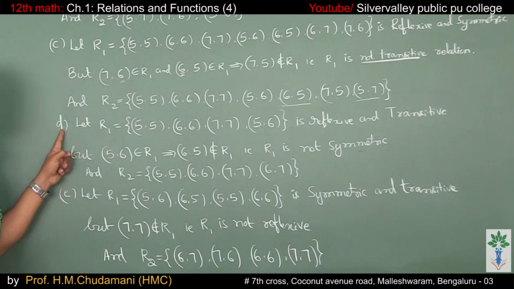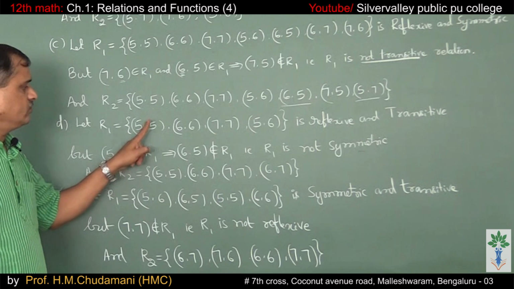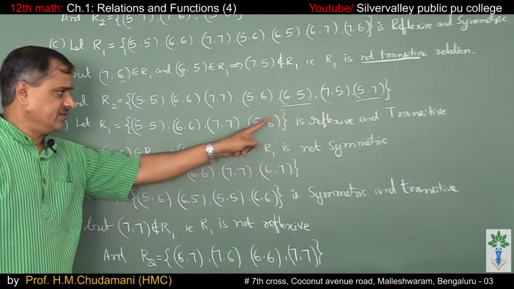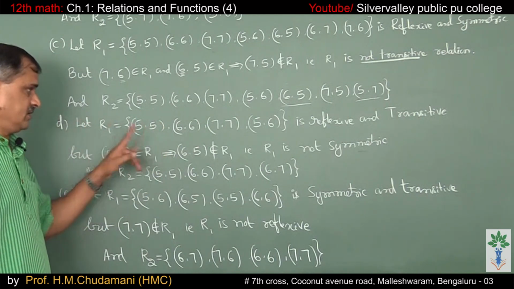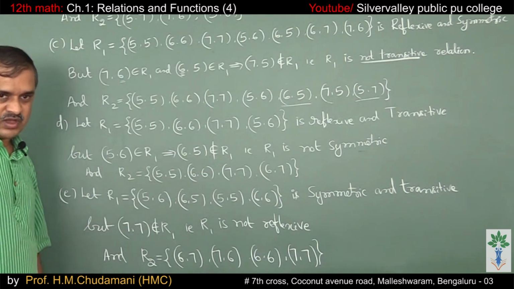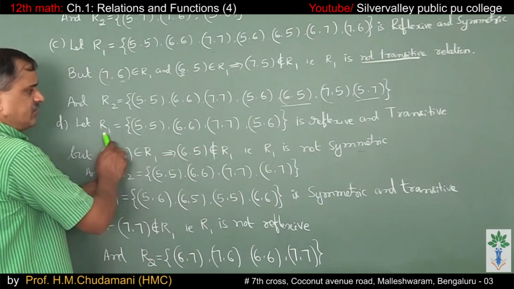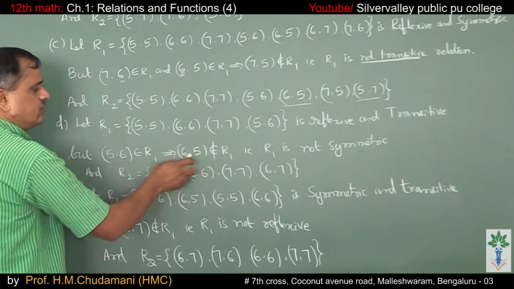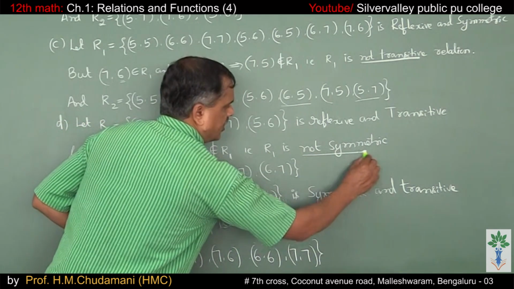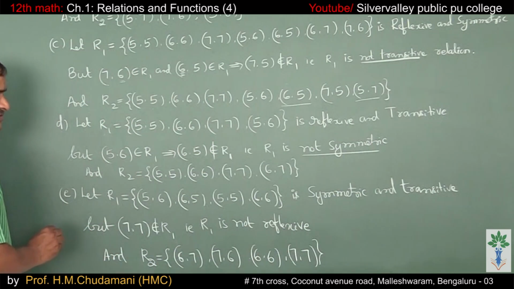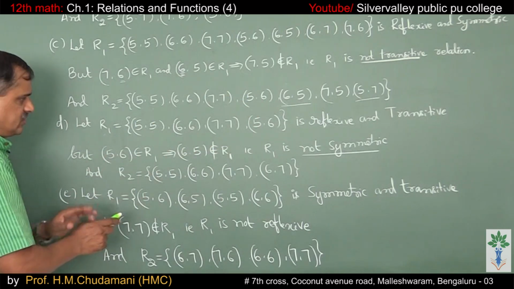Let us take D. Let R1 be equal to 5 5, 6 6, 7 7 if it is to be reflexive and even transitive, but we don't want it symmetric. So I just select 5 comma 6. Now 5 comma 6 belongs to the relation R1 but 6 comma 5 does not belong to relation R1. That means R1 is not a symmetric relation. So it is reflexive and transitive also.